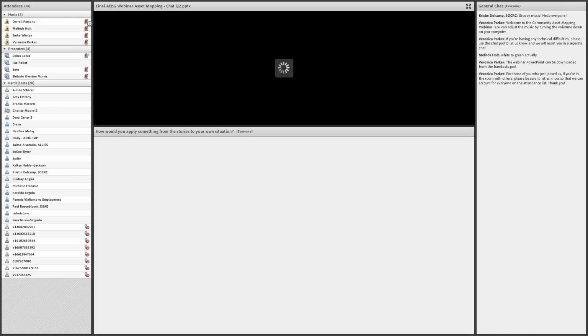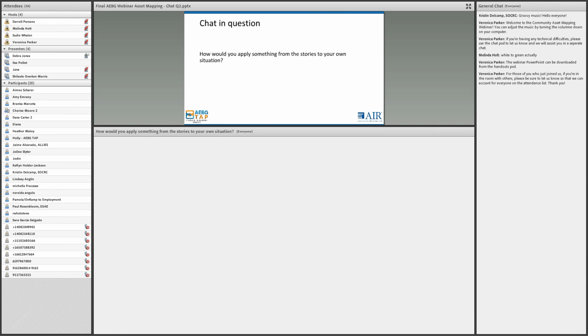Thank you so much for these powerful examples of community asset mapping. We've heard from the three experts in community asset mapping, and they've shared theory, tools, processes, and stories. Take a moment to share in the chat how you would apply something that you've heard today to your own situation.